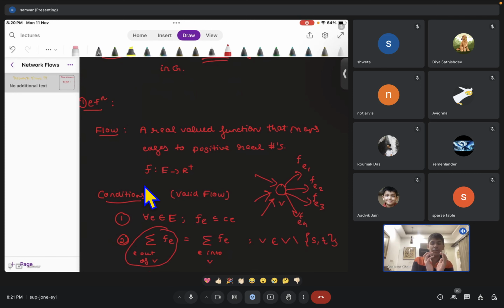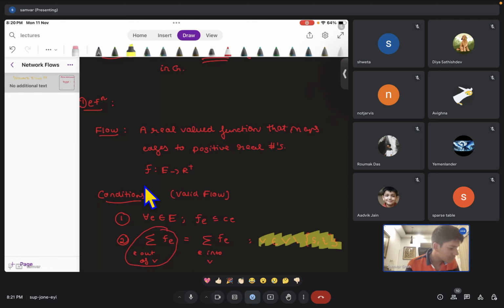There has to be a balance. The amount coming in has to go out. And this is what we call conservation of flow. But I am sure most of you would have noticed that it's not true for all vertices. There are two vertices for which this won't be true. Does anyone want to answer which they will be? I have written the answer, but maybe someone can try and say it.